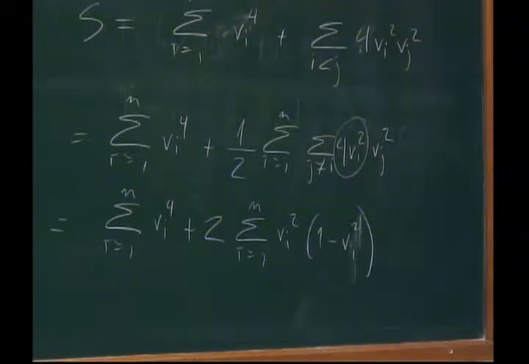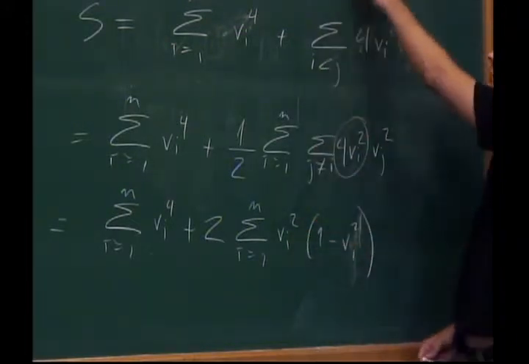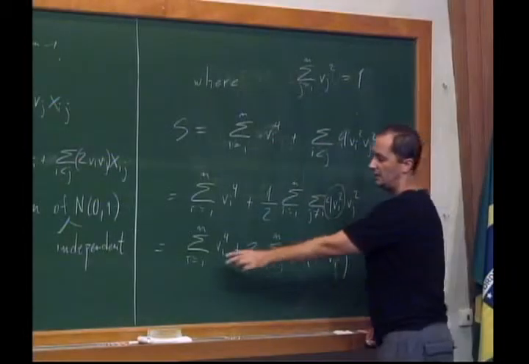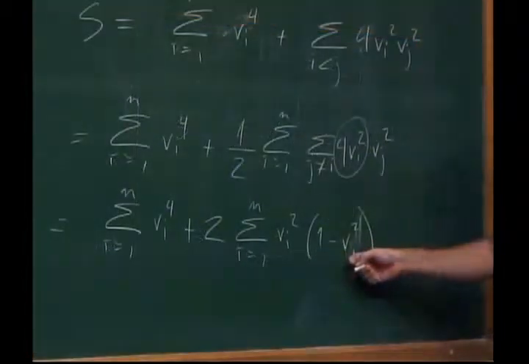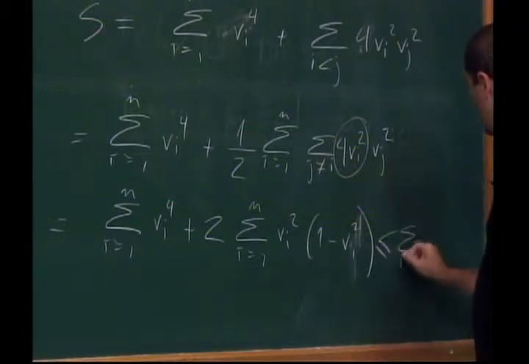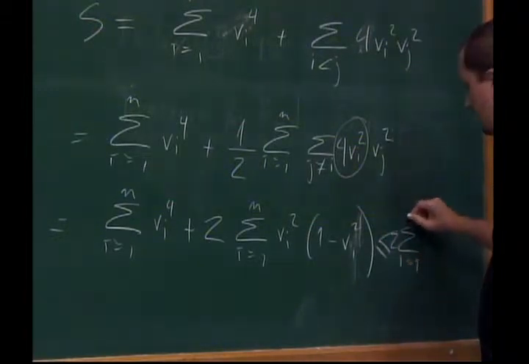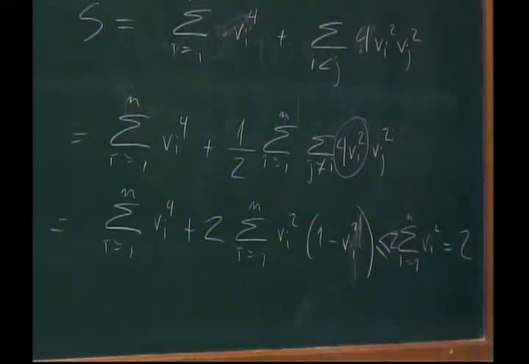And then you can see what's going to happen. So you get twice the sum of the squares of the vi's, which is again 1. You get the sum of the 4th powers, but you subtract twice that sum of the 4th powers. So this sum is at most twice the sum of the vi squares, which is 2. So you have a very nice and clean bound, no matter what v is.